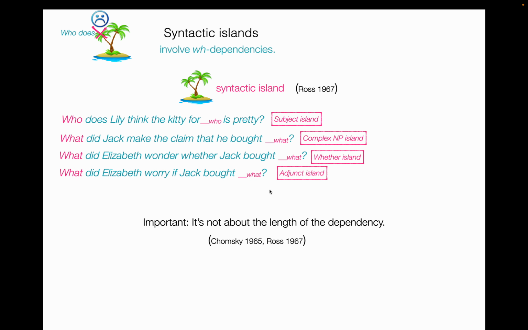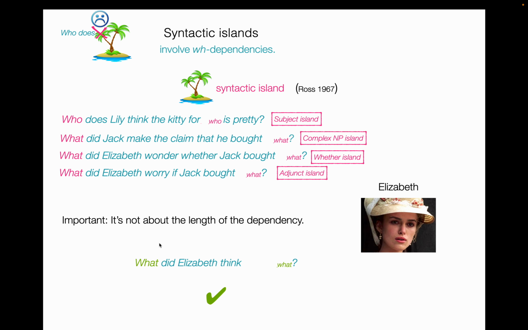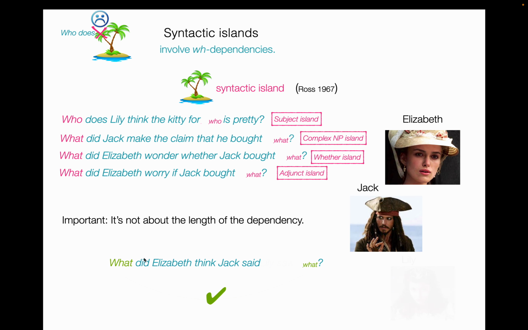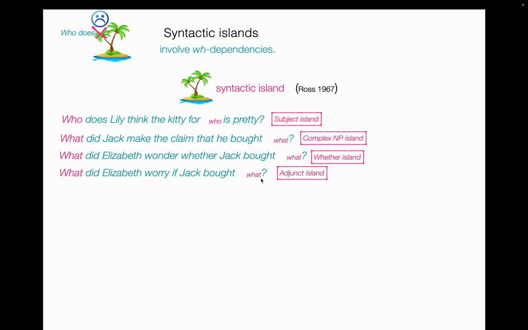And something important here is it's not just about the length of the dependency, because these are kind of long, right? You can have long dependencies. You can build them up. I can show you can have a short one like, what did Elizabeth think? You can have a longer one like, what did Elizabeth think that Jack said? And that seems fine. You can even go longer. What did Elizabeth think Jack said Lily saw? Now you might forget exactly who's doing what, but it's not uncomfortable in the way that these are uncomfortable. It's not just about length.